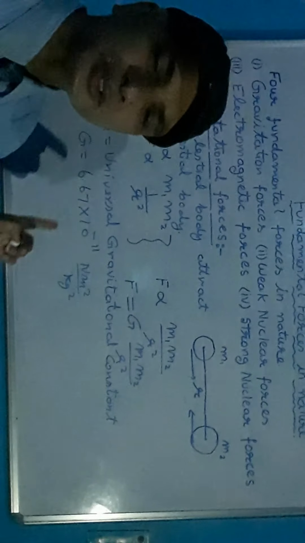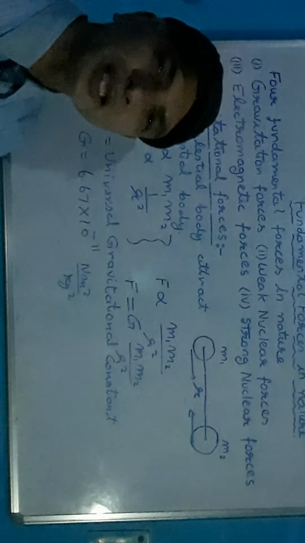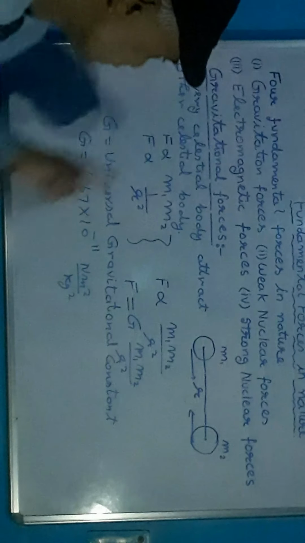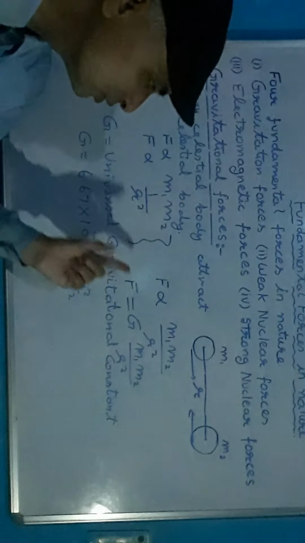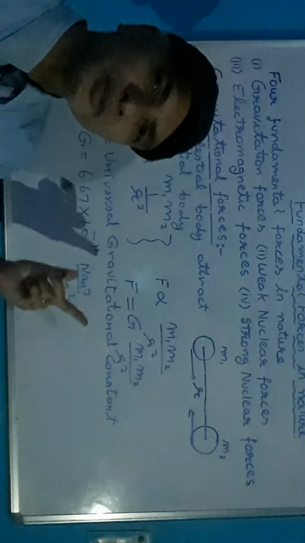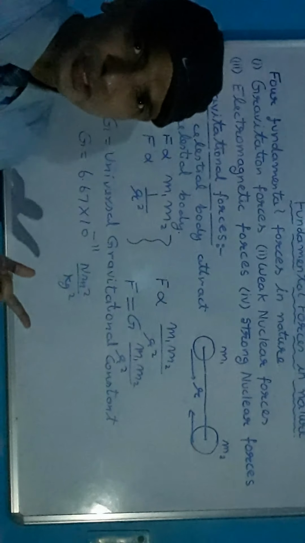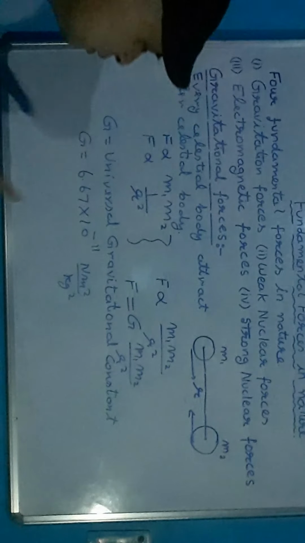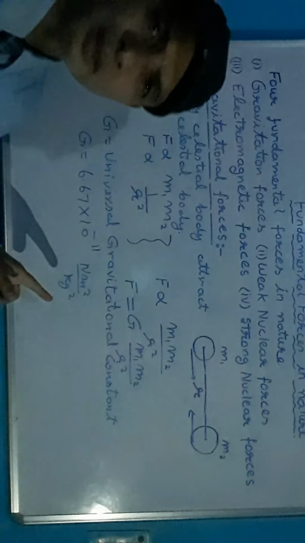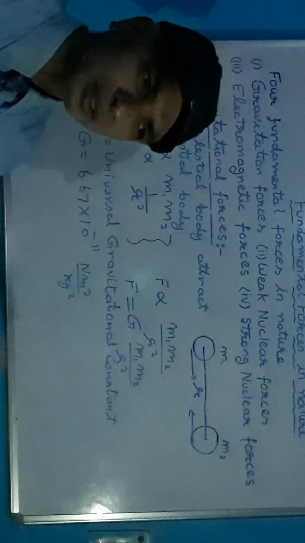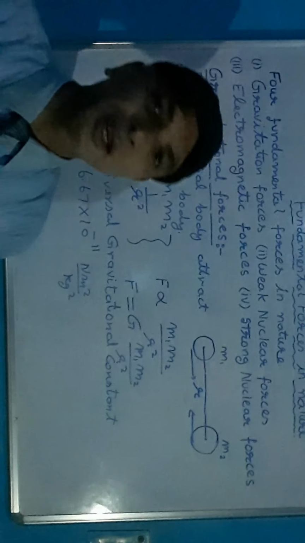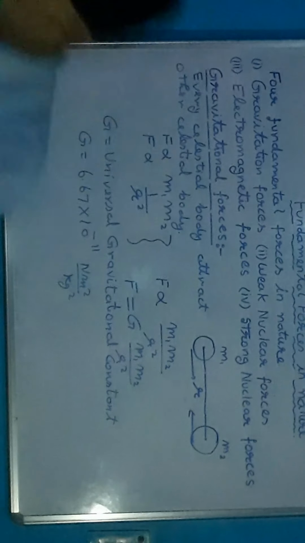Gravitational force is a force with which every celestial body attracts other celestial bodies. Mathematically you can write F is equal to G m1 m2 upon r square. G is the universal gravitational constant, and its numerical value is 6.67 into 10 to the power minus 11 Newton meter square upon kilogram square. So this is your previous knowledge, but some important things we are going to discuss now. These are some important properties of gravitational force.